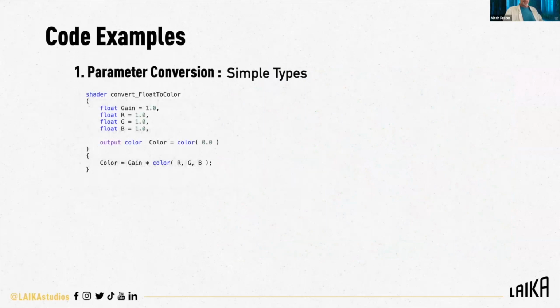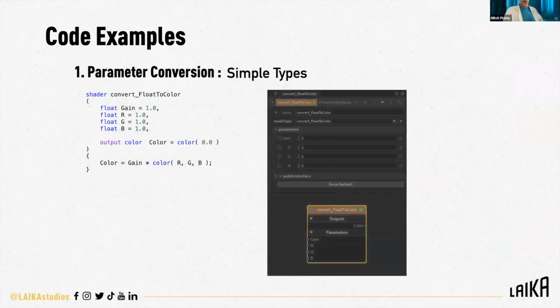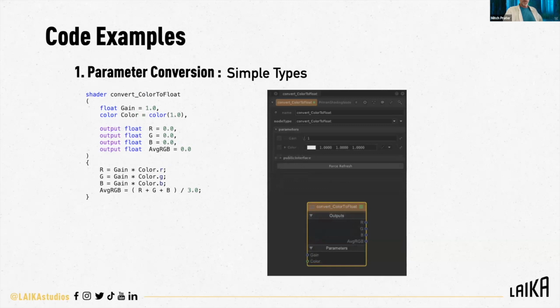All right, so lots of different types. They're just going to start off with some simple thing here just to convert float values to a color. When you write a shader and compile it and then use it in a DCC, it'll look something like this. You'll have a node that represents your shader that you wrote and an interface panel that lets you access the parameters. So this one does the opposite, converting from a color to float values.